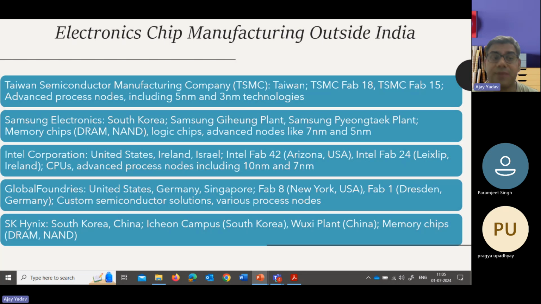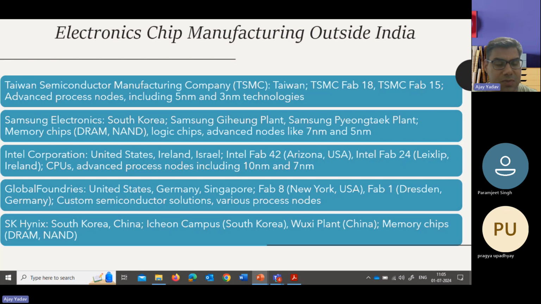The second one is Samsung Electronics. In Noida also we have a Samsung plant, but that is not chip manufacturing, that is smartphone manufacturing. Samsung Electronics is located in South Korea and has two plants, one is Samsung Giheung and another is the Pyeongtaek plant. They manufacture memory chips.